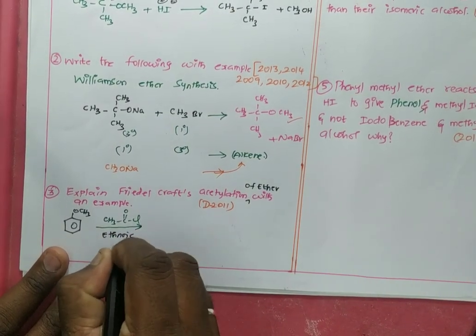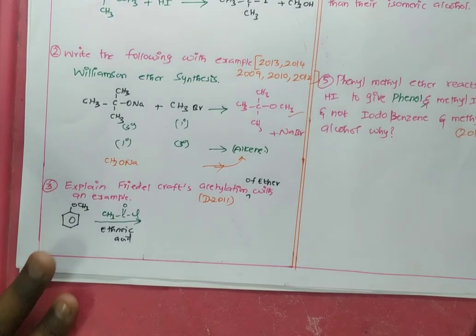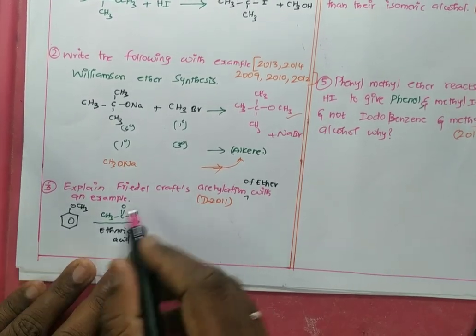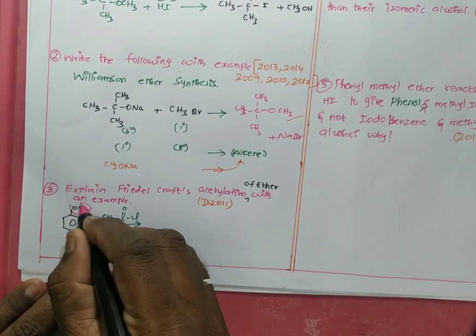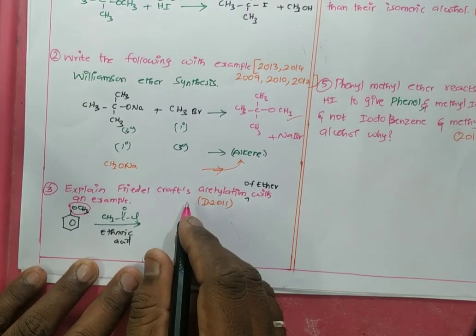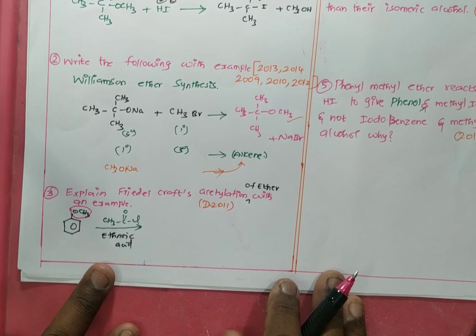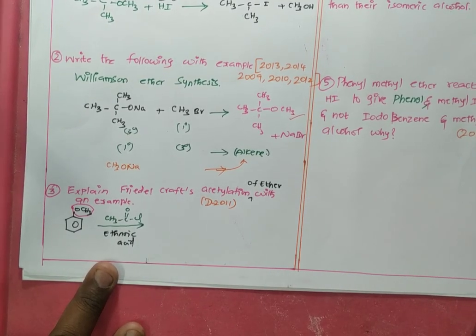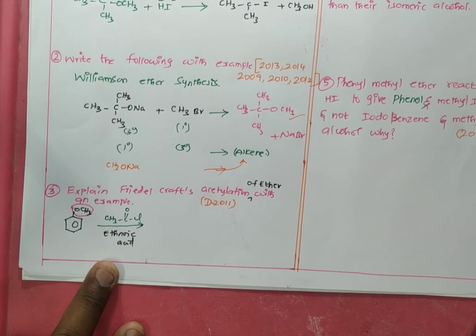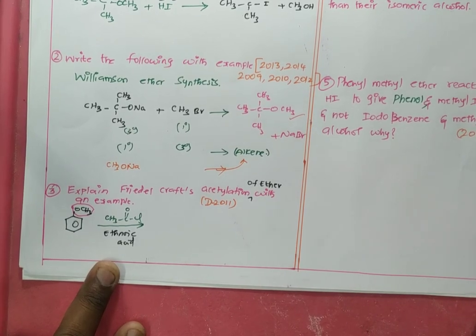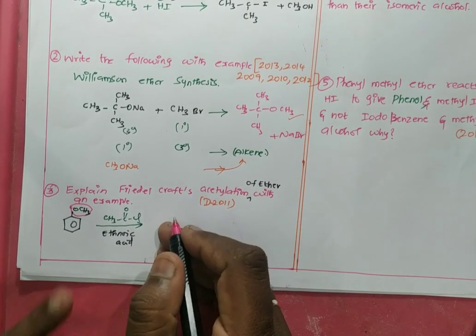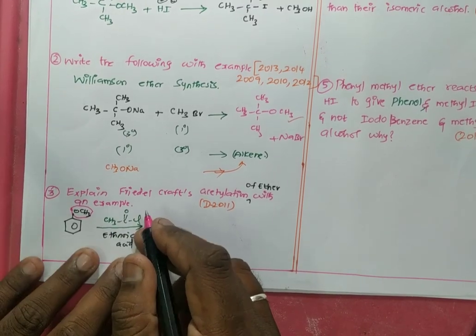Ethanoic acid is enough. We need no catalyst because this OCH3 group is a highly activating group. That is why the activation power is so much. So the electron density on the ortho and para positions is high. That is why a catalyst is not needed. So without a catalyst, this reaction may happen on its own.